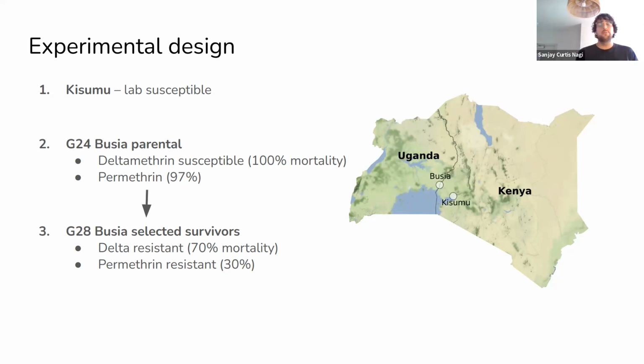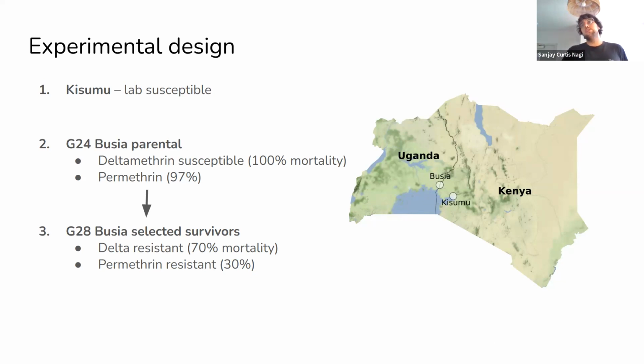So over 4 generations, each generation we selected with WHO tubes to deltamethrin, and that resulted in a third strain, the G28 Busia selected strain, which was moderately resistant to deltamethrin, showing 70% mortality, but showed even higher resistance to permethrin with 30% mortality. That is quite interesting in itself because we were selecting with deltamethrin, but the permethrin phenotype increased more than the deltamethrin phenotype.